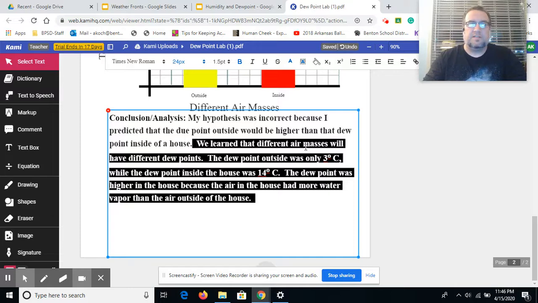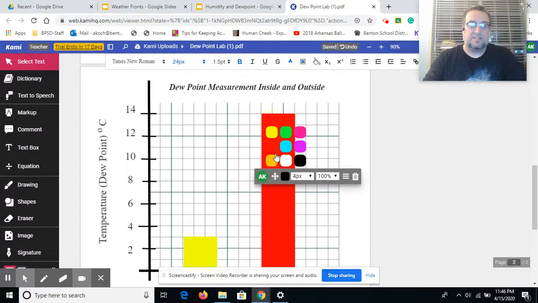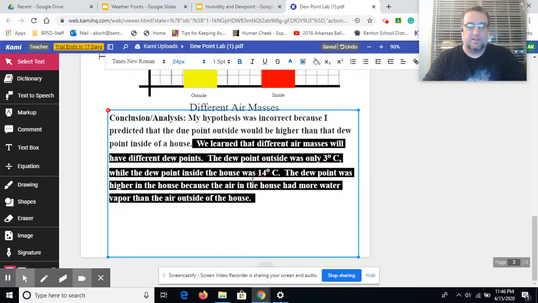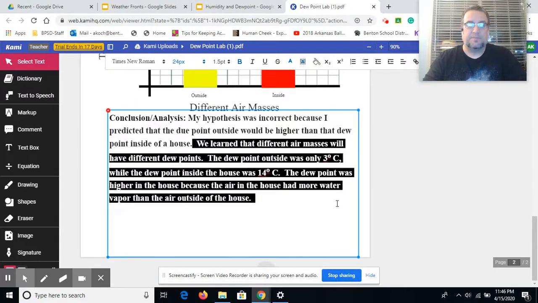All right, so we learned that the different air masses have different dew points because our data tells us that these two different groups of air, one inside, one outside, even though they were close together and looked the same, had drastically different dew points. The dew point outside was only 3 degrees Celsius, while the dew point inside the house was 14 degrees. Again, go back to our data. Our data helps us explain what's happening. And then we're going to explain a little bit about it.